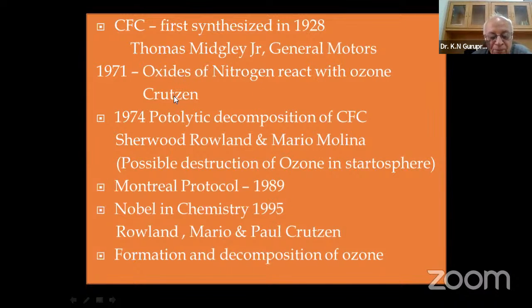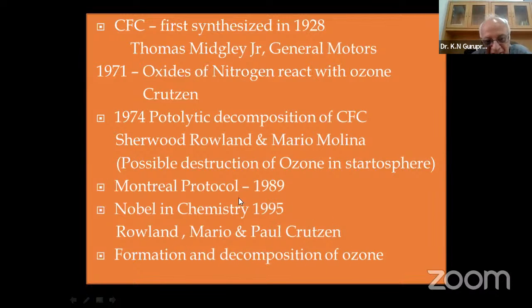The importance of this work was not realized in the 70s, but it was realized in the 80s when the ozone hole was detected. And these three people, Roland, Mario, and Paul, were given the Nobel Prize in Chemistry in 1995. So this is how it was for the formation and decomposition of ozone.